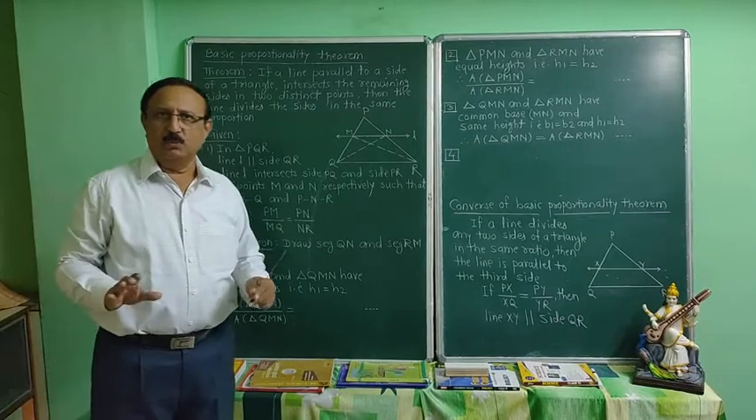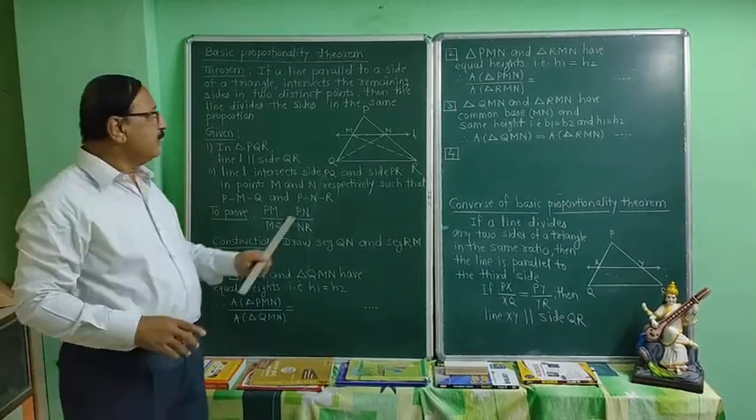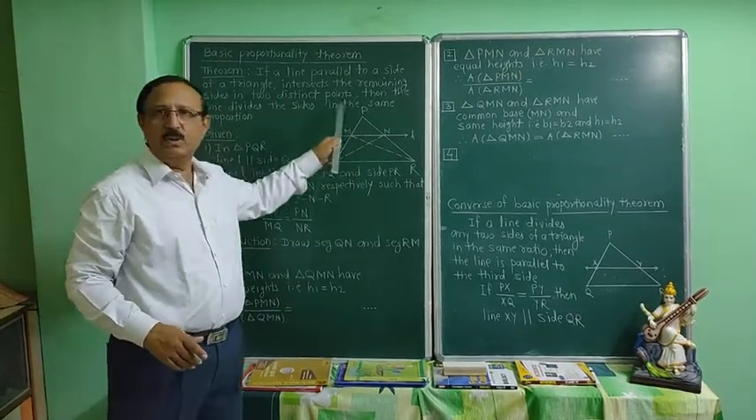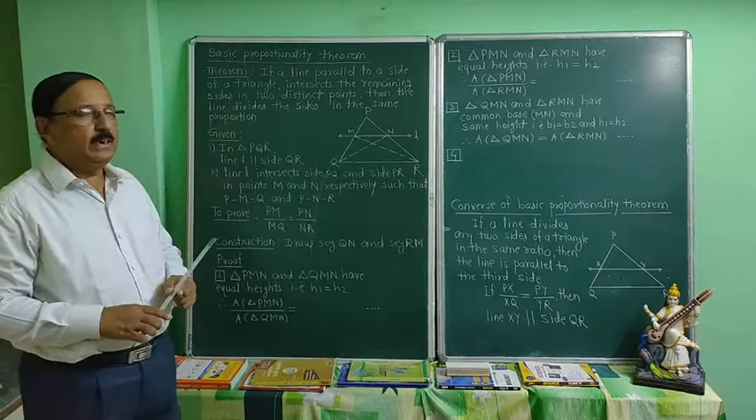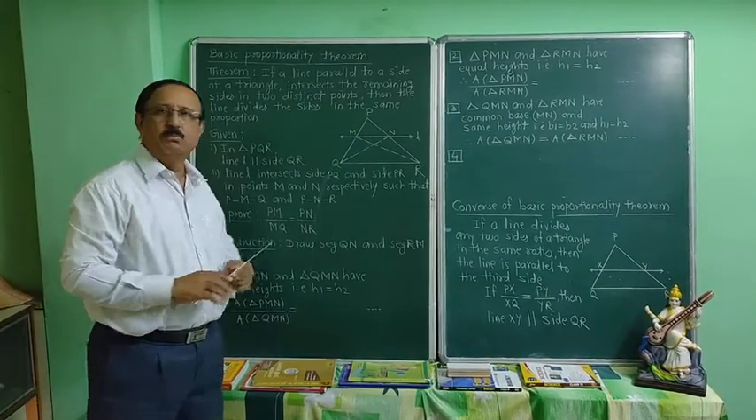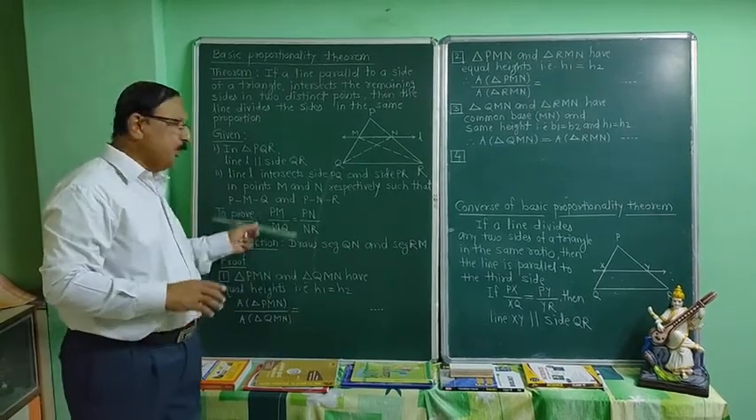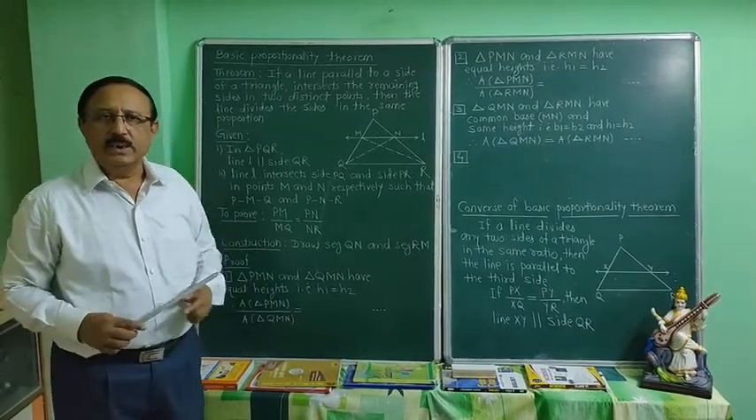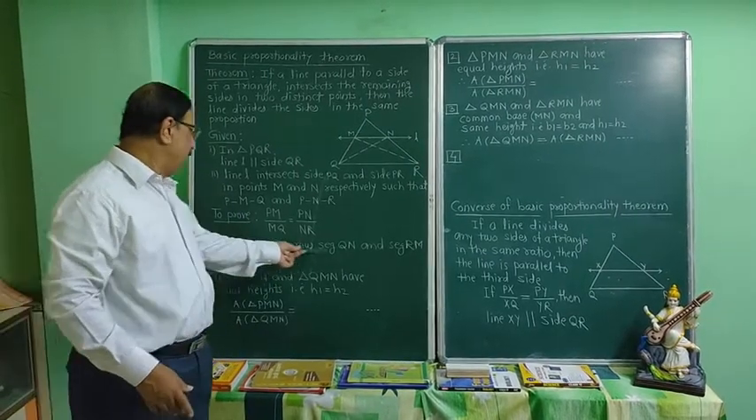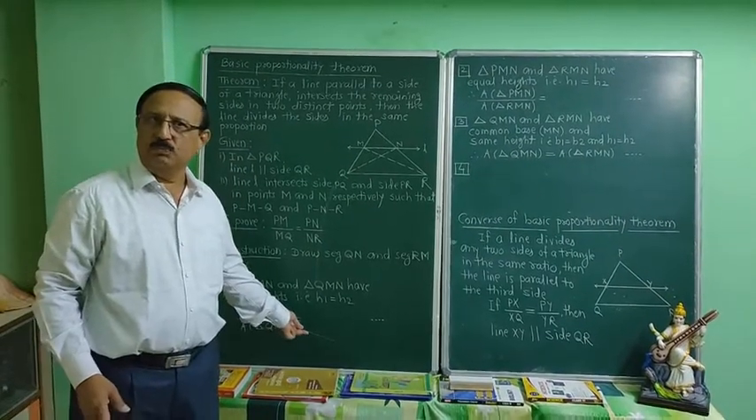There is a procedure to prove a theorem. What is the procedure? First, draw the figure as per the information given in the theorem. Then write the given. Then what is to prove? Write to prove. Then if there is a construction, draw the construction, write the construction, and then prove.